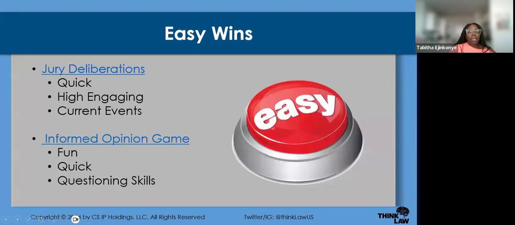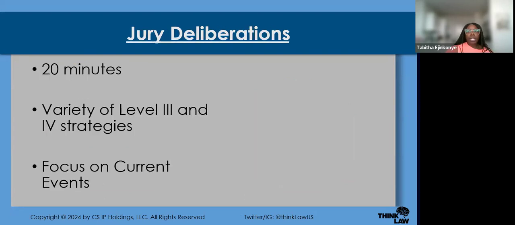And so I want to just jump into some easy wins that you can try. Your jury deliberation and informed opinion games, neither one of these are new. Jury deliberations are meant to be quick. Your 20 minutes, a variety of level 3, level 4 strategies, and they focus on current events. Again, as educators, time is of the essence, and there's just not enough minutes in the hour, not enough hours in the day. And so we always get that. I really want to try Think Law. I really want to embed it into my curriculum, but I just don't have enough time. Start off with those jury deliberations.